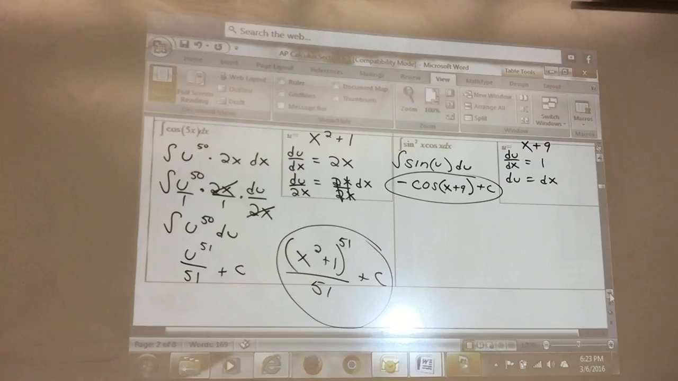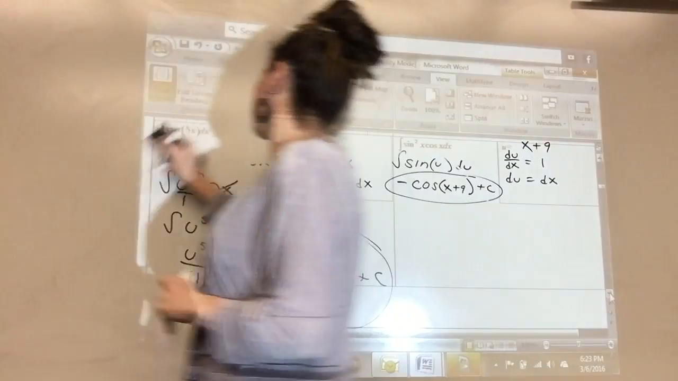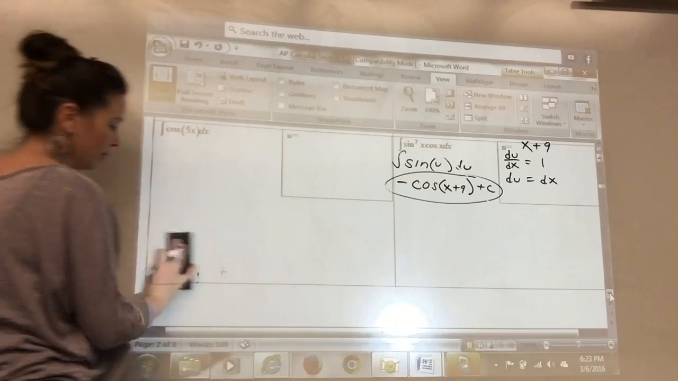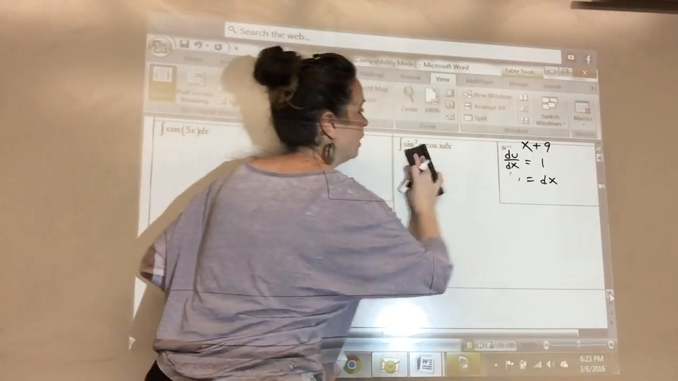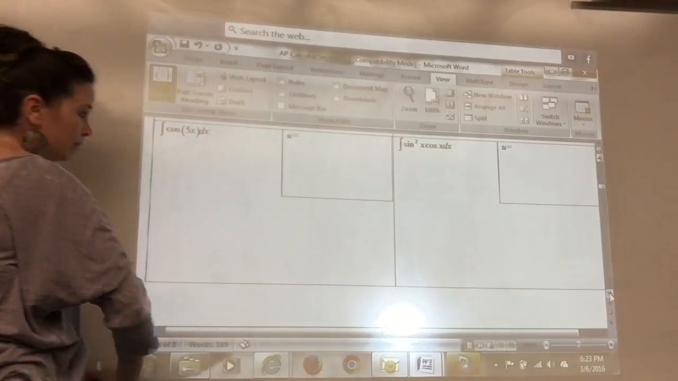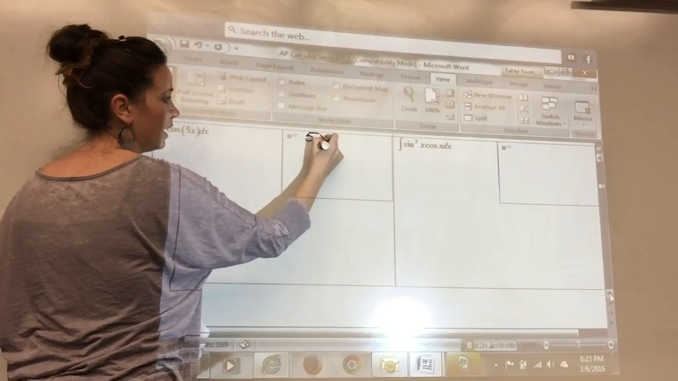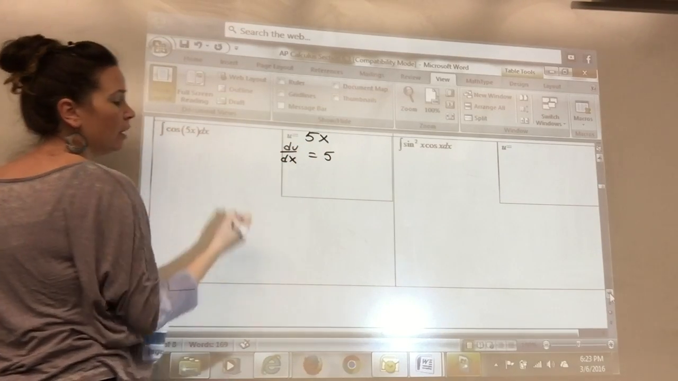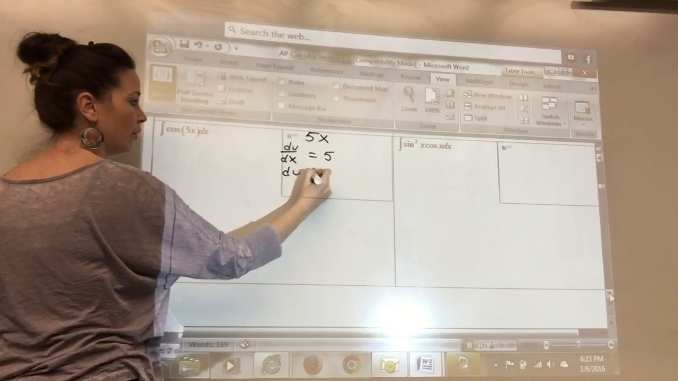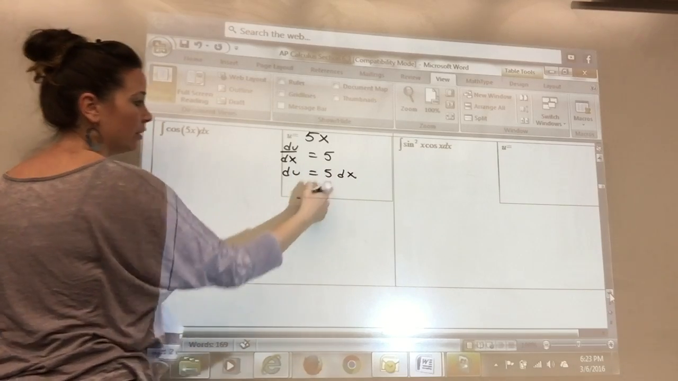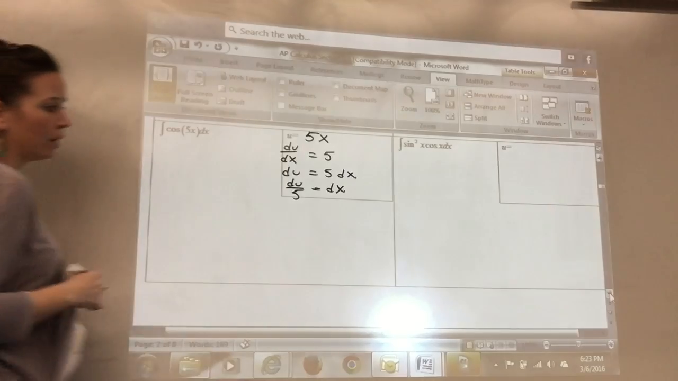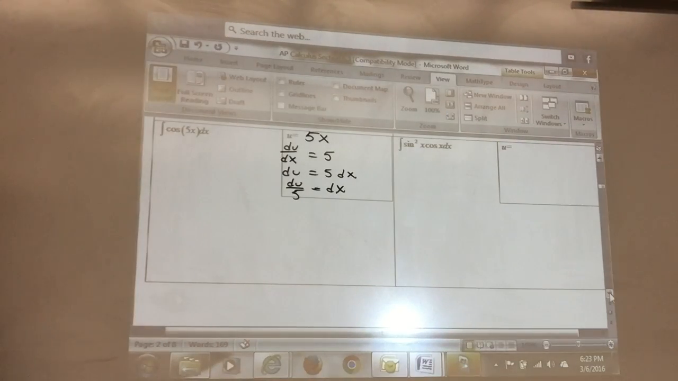Okay, cosine of 5x. So once again, we have to think about what we should make our u. In this case, we're going to go with the argument once again. Make it a 5x. Now take the derivative, du dx is equal to 5. Solve for dx. du equals 5 dx. Divide by 5. And we're looking at du over 5 is equal to dx.